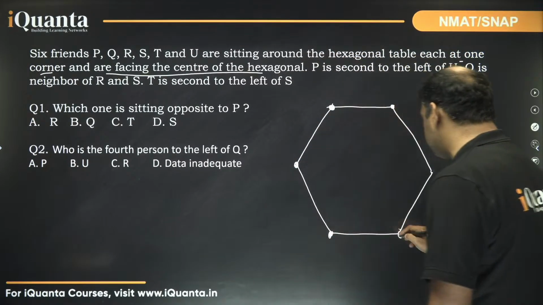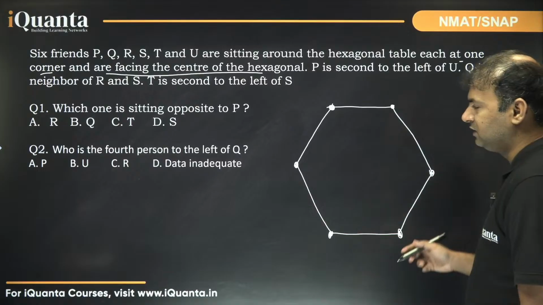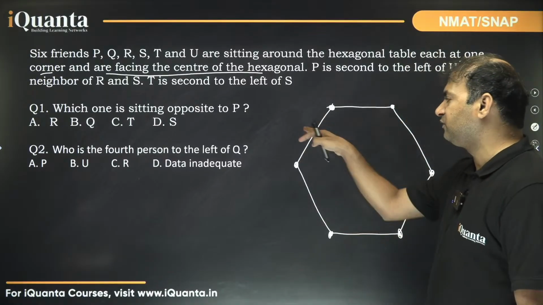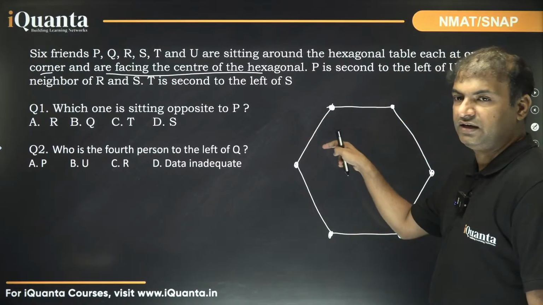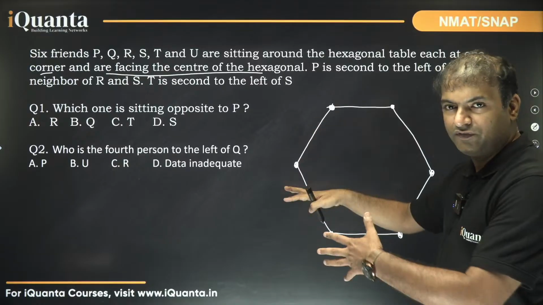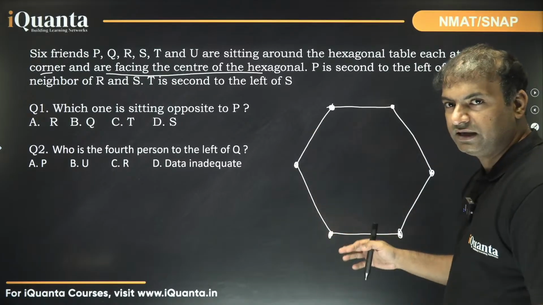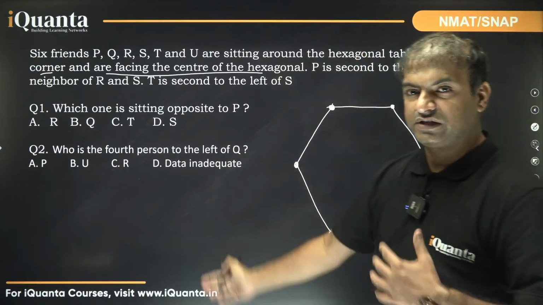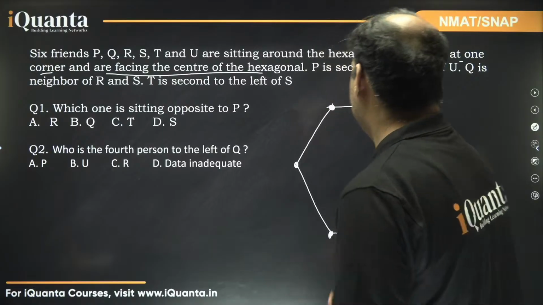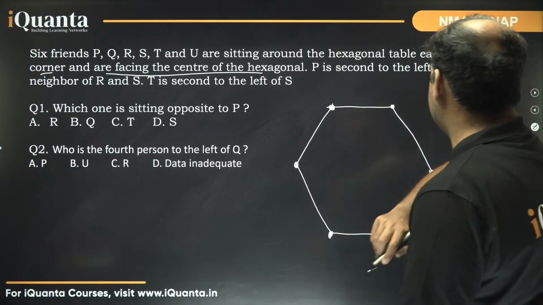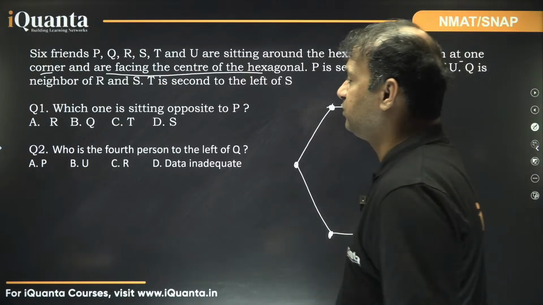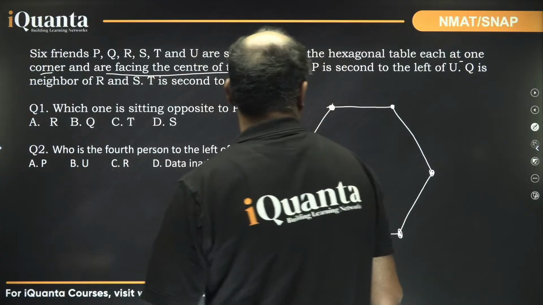Guys, sometimes they can give the point that the people are sitting in the middle of the side of the hexagon. This is also a possibility. Right now they are saying that everyone is sitting at the corner. Then they are saying P is second to the left of U, Q is the neighbor of R and S, T is second to the left of S.